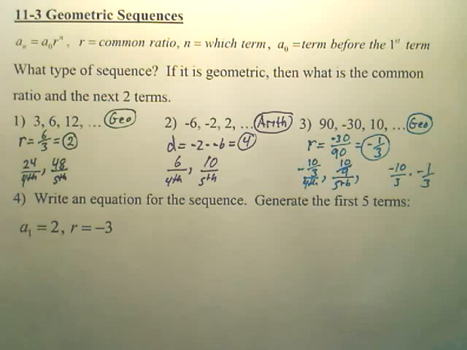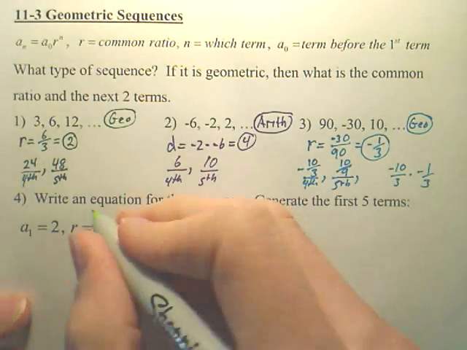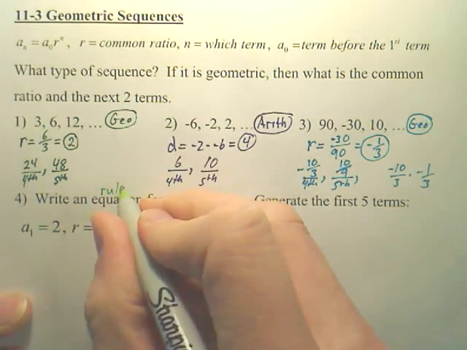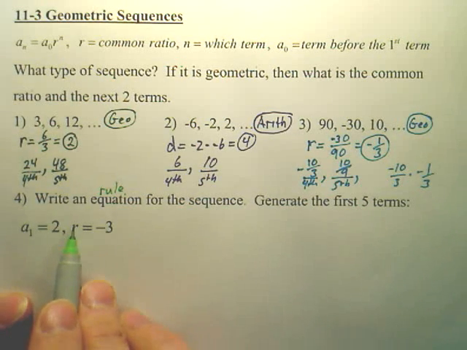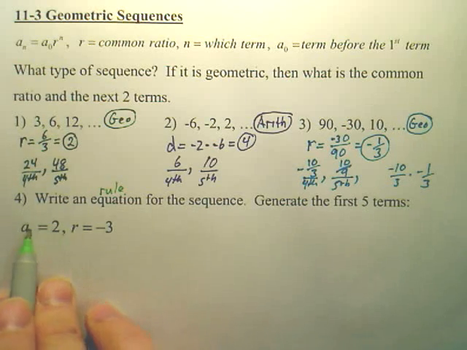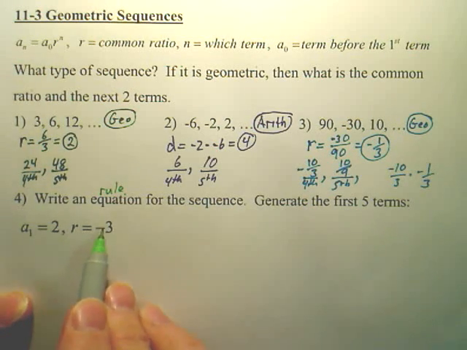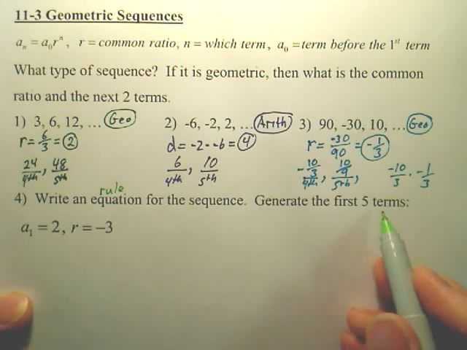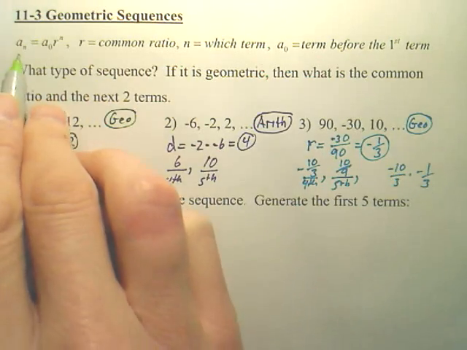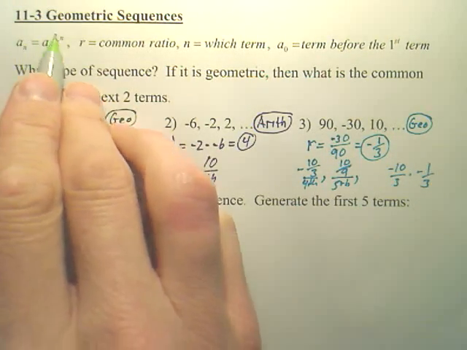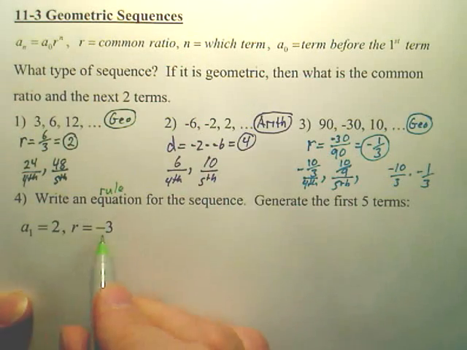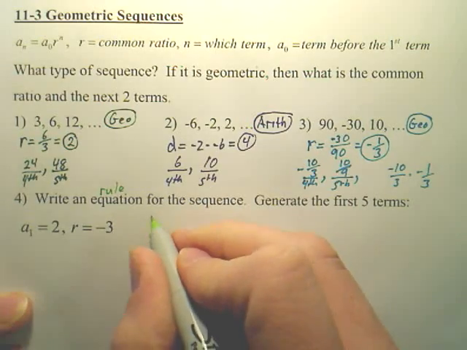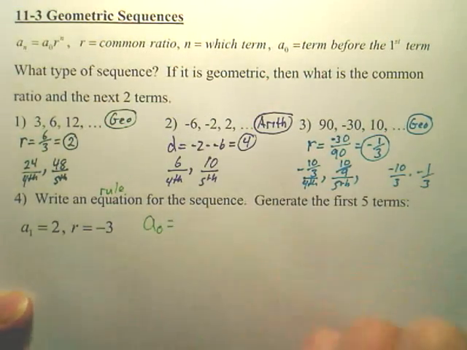Okay. Number 4. Write an equation, also called a rule, for the sequence. Since this has an R, do you understand it's geometric? It has the first term and it has R. And then I want to generate the first 5 terms. So the rule, if you look right here, here's the rule. What we need is A0 and R. I have R, right? How do I find A0?